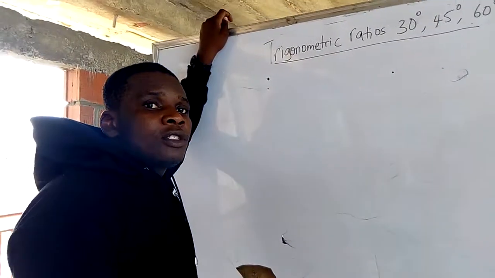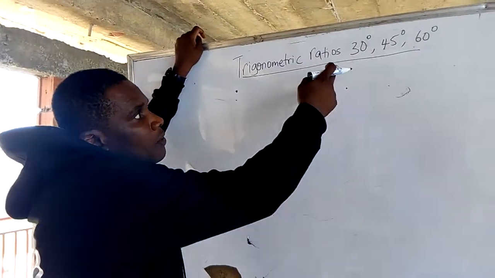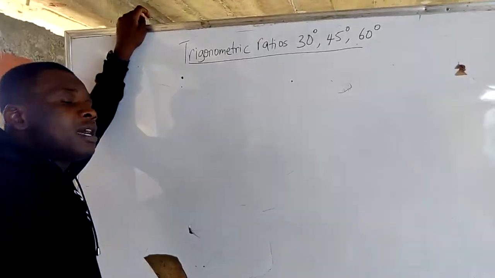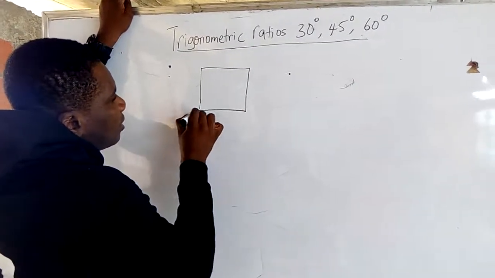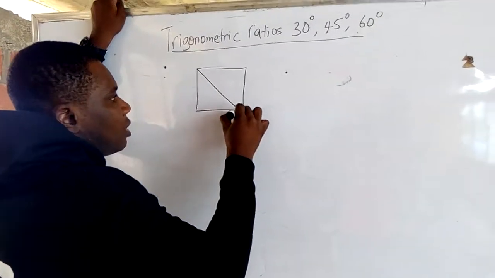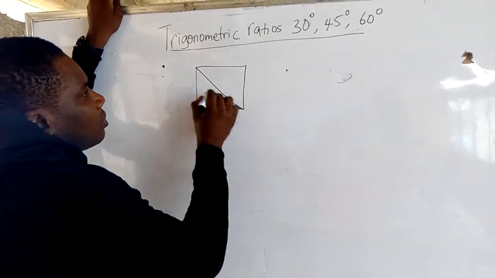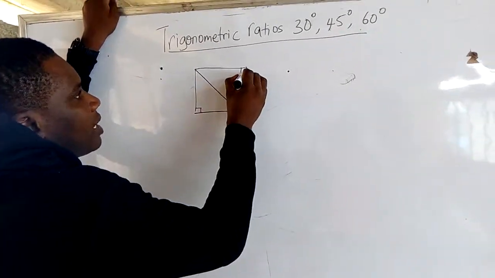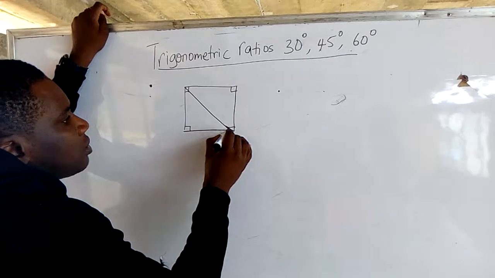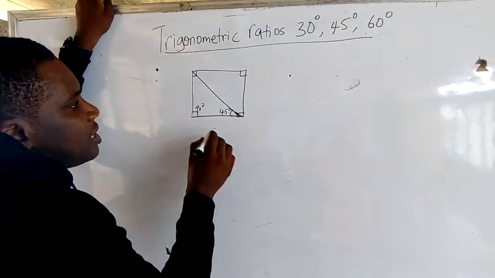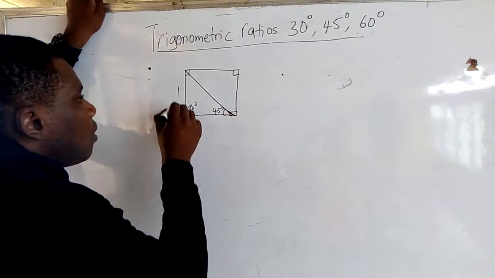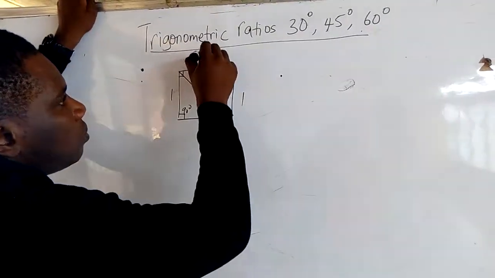So we're looking at the trigonometric ratios 30 degrees, 45 degrees, and 60 degrees. If you have a square where you put a diagonal to it, here is right angle, right angle, right angle, right angle. So it means that this angle is 45 degrees while this is 90 degrees. So this is of the ratio 1, 1, 1, 1.